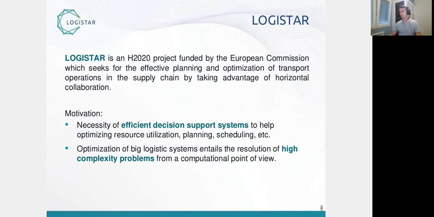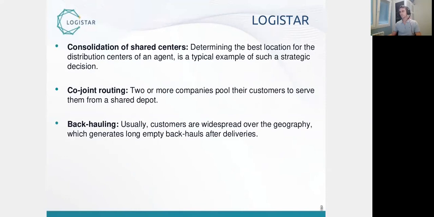The motivation to develop this project is twofold. On the one hand, we have the necessity of developing such an efficient decision support system, and on the other hand, we have the complexity of the problems to optimize. Overall, we can say that LOGISTAR considers three scenarios. The first one is the consolidation of shared centers. The second one is the conjoint routing, the collaborative optimization, and we also have the backhauling.